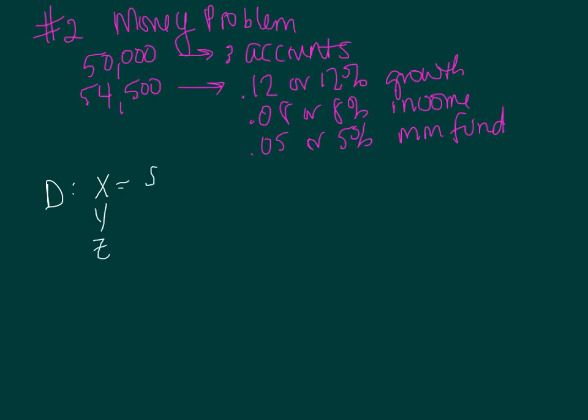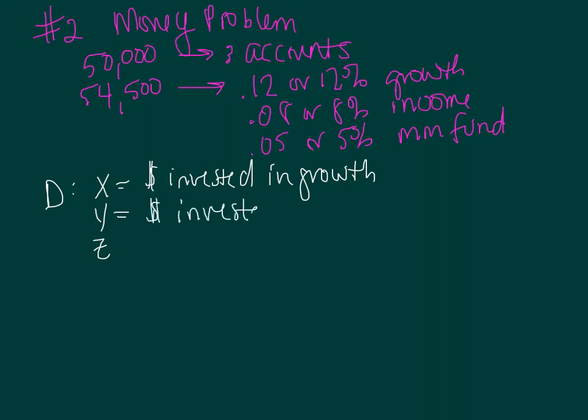X is the amount of money invested in the growth fund. Y is the money invested in the income fund. And Z is the money invested in the money market. These are the 3 variables that we're going to use to write our equations.